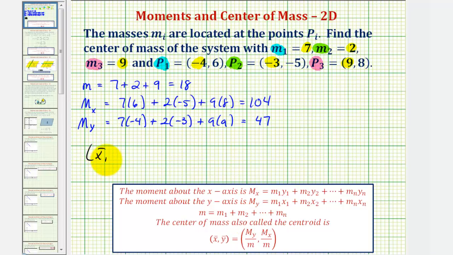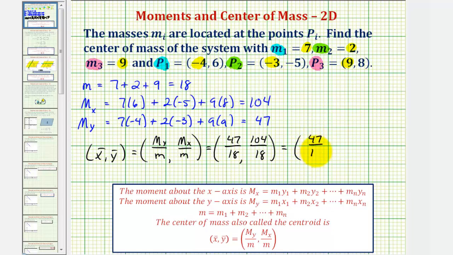So x bar comma y bar is equal to the moment about the y-axis divided by m, comma, the moment about the x-axis divided by m. So the x-coordinate of the center of mass would be 47 divided by 18. The y-coordinate of the center of mass would be 104 divided by 18. But notice how the y-coordinate does simplify. So we have 47/18, comma, 52/9.